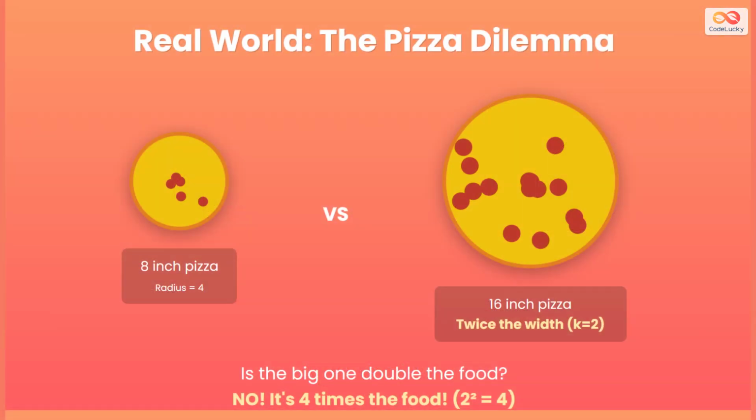Here is a classic real-world example: pizza sizes. A 16-inch pizza is twice as wide as an 8-inch pizza, so the scale factor is 2. But because area scales by K squared, the 16-inch pizza actually contains 2 squared, or 4 times as much pizza. You get way more food than you might think.